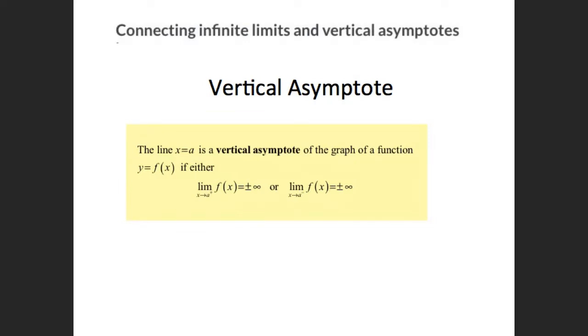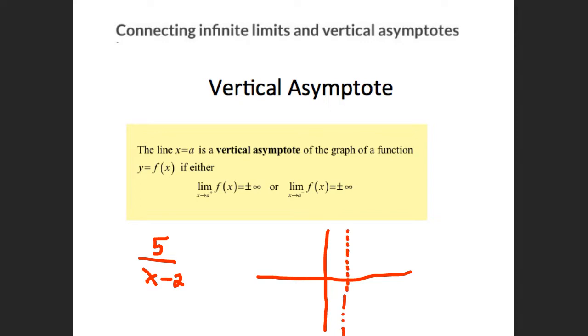Okay, now, vertical asymptotes. Vertical asymptotes, when you have a problem like, let's say, 5 over x minus 2, and I asked you to graph this out. Well, I know that anything that makes the denominator equal to 0 is a vertical asymptote. So here I have x minus 2, so I know that at positive 2, there is a vertical asymptote. Now, I don't know what the graph of this looks like, but I've done enough of these problems that I know that, and I could just graph 1 or 2 points, but this graph is going to look something like this.